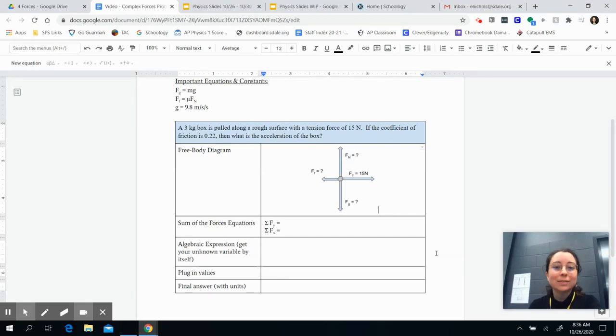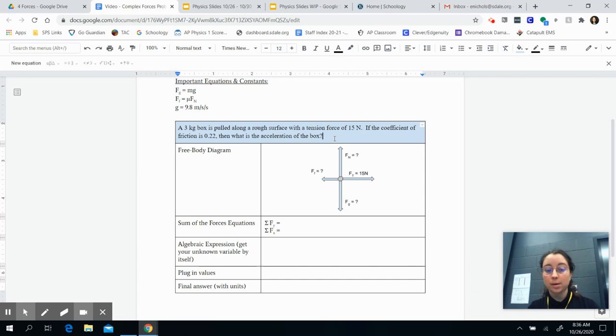Good morning. Before we have class today, I want to go ahead and film an example for you to reference for our complex forces problems. So I have a problem that's not in your problem set in front of me. It says a 3-kilogram box is pulled along a rough surface with a tension force of 15 newtons. If the coefficient of friction is 0.22, then what is the acceleration of the box?